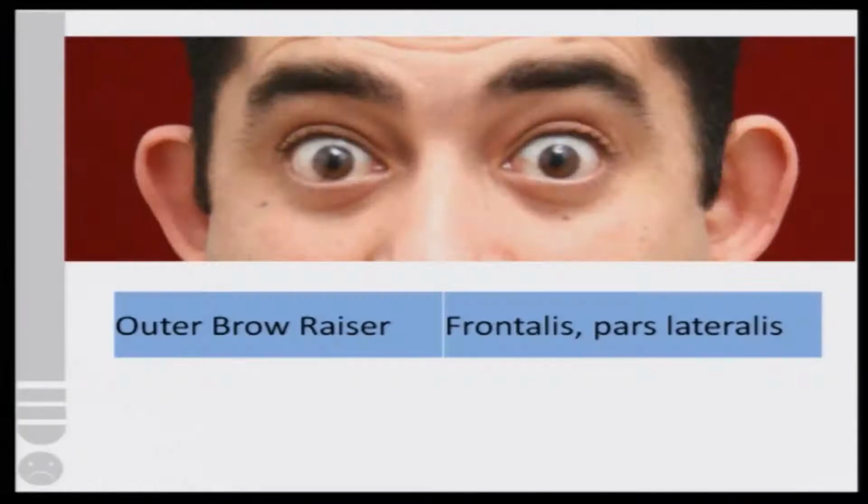You have the other expression now, okay, and then you realize that there is an outer brow movement, an outer brow raiser, again it is frontalis and pars lateralis, these two muscles which are responsible for this type of movement.